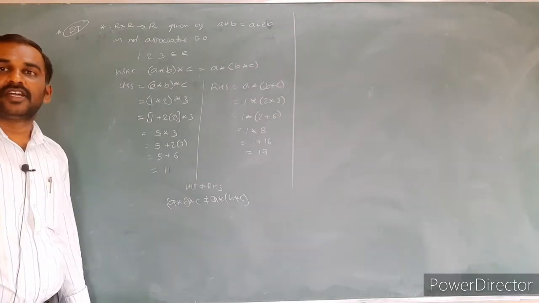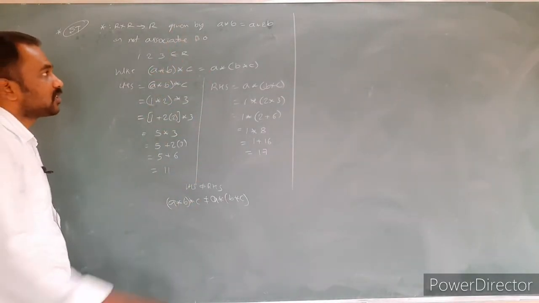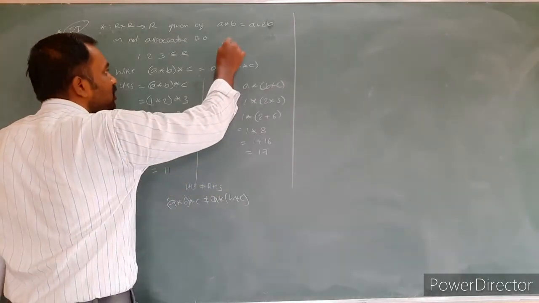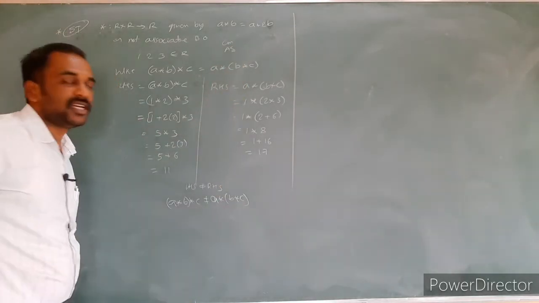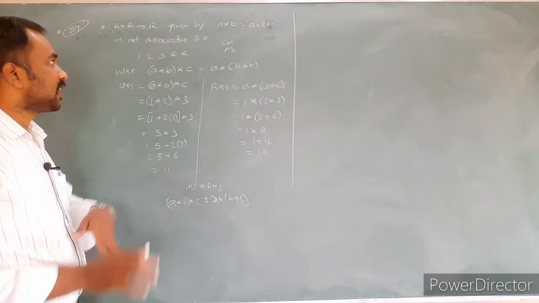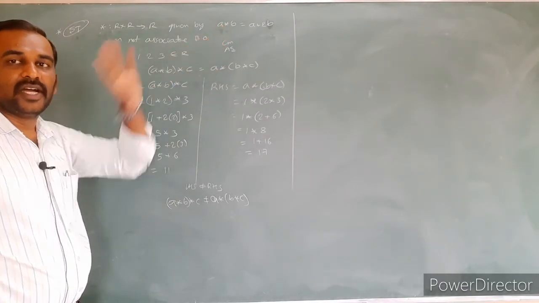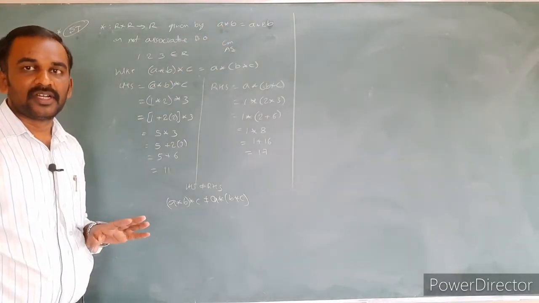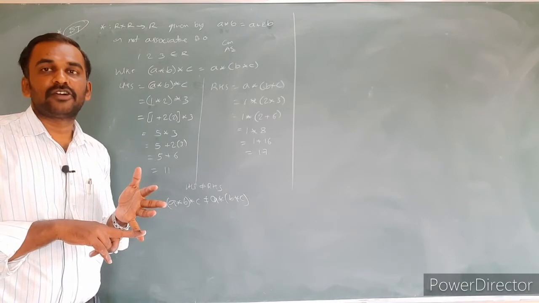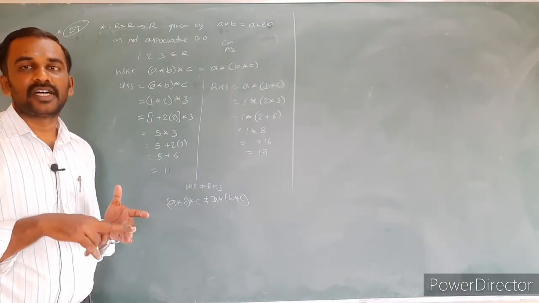Sometimes they will ask the commutative also. Obviously, it is not a commutative binary operation. Checking the commutative binary operation and associative binary operation, they will ask as a 2 marks question. And in some situations they will ask whether it is a binary operation and check whether it is commutative and associative. First of all, we have to check whether it is a binary operation or not. If it is a binary operation, then only go for commutative and associative.